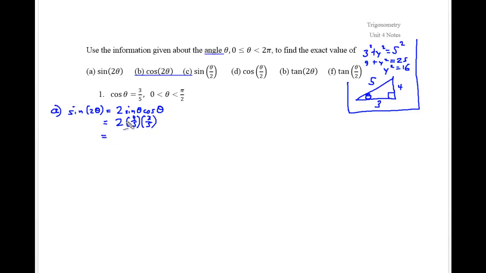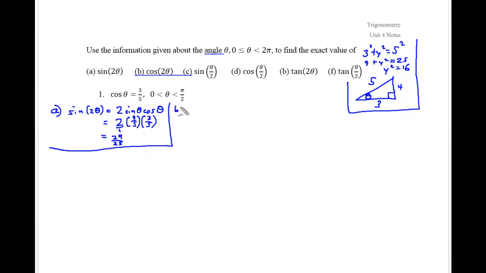So 2 times 4/5 times 3/5 is, if I multiply top times top times top, bottom times bottom times bottom, 2 times 4 times 3 is 24, and 1 times 5 times 5 is 25. So my answer for part A is 24/25. Again, sorry that looks a little sloppy there.